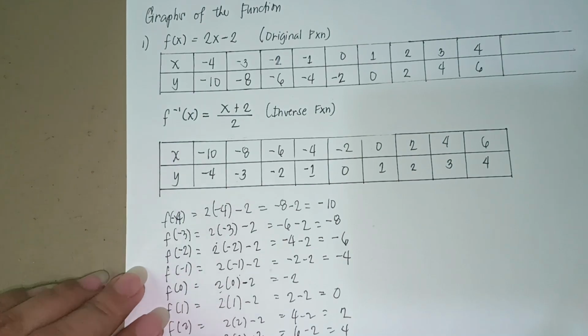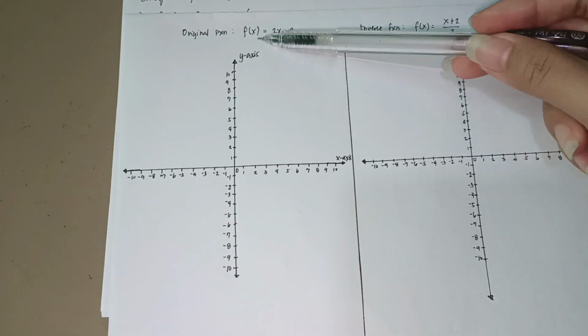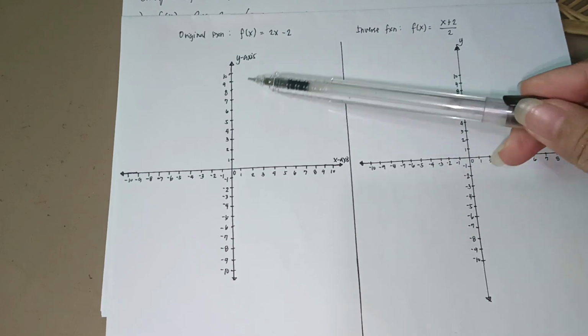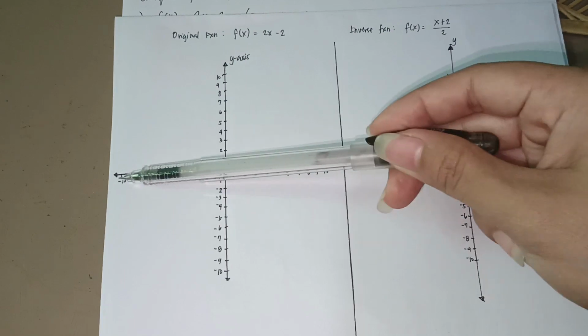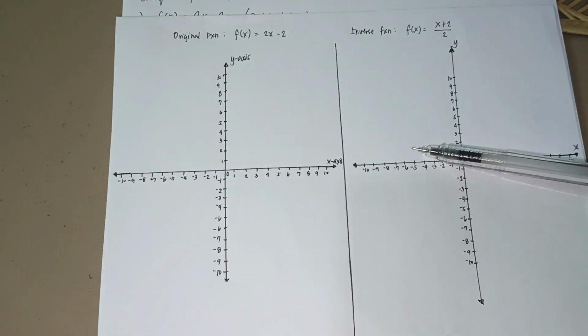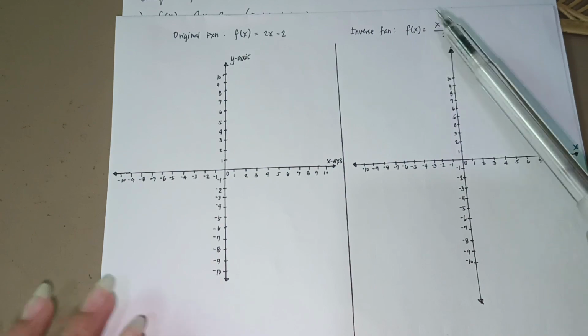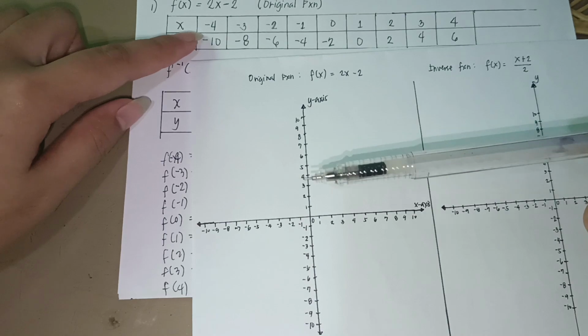Hindi pa diyan natatapos, kailangan natin silang i-graph. In graphing the original function and the inverse function, may naka-ready na ditong Cartesian coordinate plane, yung vertical y-axis, yung horizontal x-axis, kasama dito. So, ito yung original function and this one is its inverse function. So, i-graph muna natin yung original function. Okay, ito yung mga values natin.